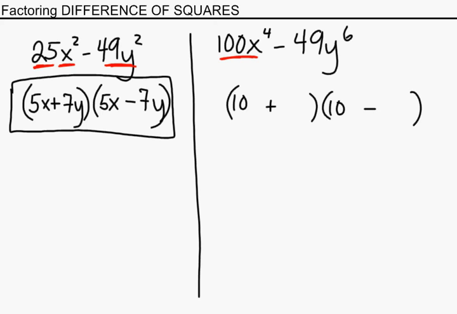Now x to the 4th, I remember my exponent rules, and if I multiply x squared and x squared, I add the exponents, and that would give me x to the 4th. For the second piece, I just follow the same logic. To get the 49, I need a 7. To get y to the 6th, remember my exponent rules, I need a y to the 3rd and a y to the 3rd, because you add the exponents whenever you multiply the y's together.